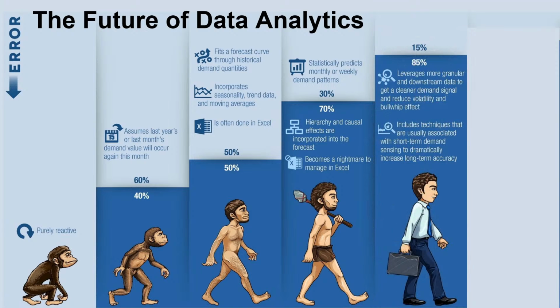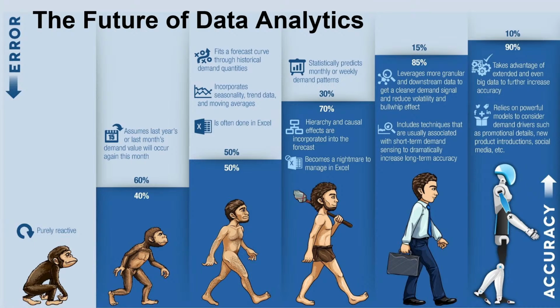And once we become better, we are going to include techniques that are usually associated with short-term demand sensing to dramatically increase long-term accuracy, and we leverage more granular and downstream data to get cleaner signals and reduce volatility or the bullwhip effect. So what it means here is that we have a much better model already. We're trying to teach a machine or the AI to be as close to a human as possible. This is the entire process. Now the error rate is about 15%. In sales prediction, I don't think this is terrible. Yeah, 85% accuracy is pretty good. But still, this is not what we want. The ultimate goal is to let the machines do their work for us.